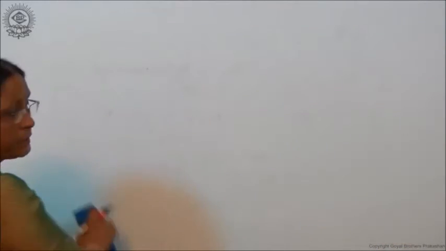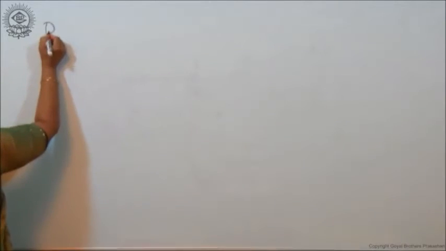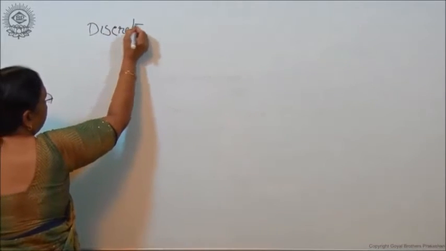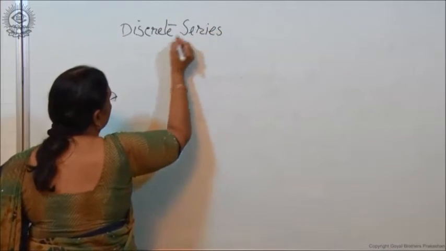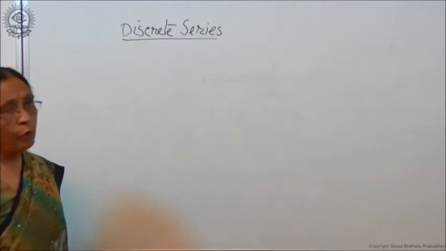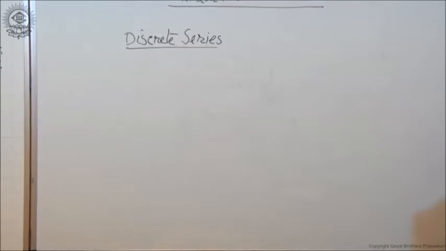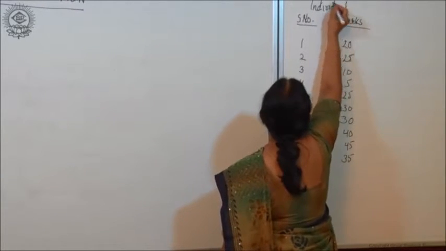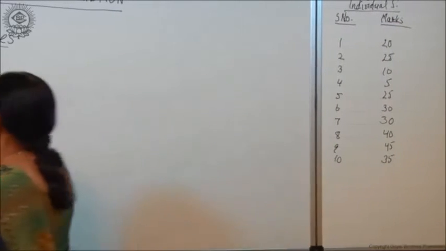They cannot be expressed in fractions, whereas continuous variables are expressed in fractions, or they can be in the form of class interval also. Now first we'll take the discrete series. Now how do we form the discrete series? This is the case of individual series, right? Individual series. Here we are taking the discrete series.